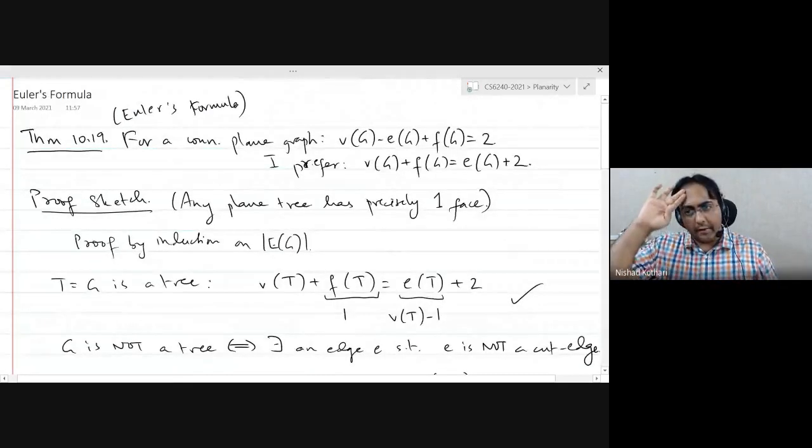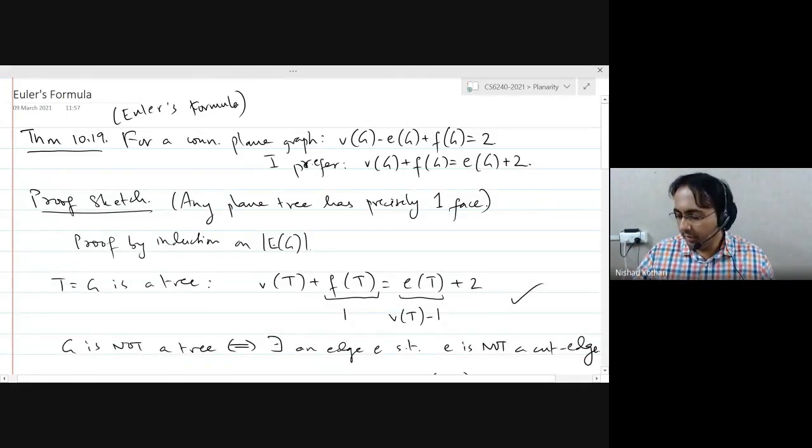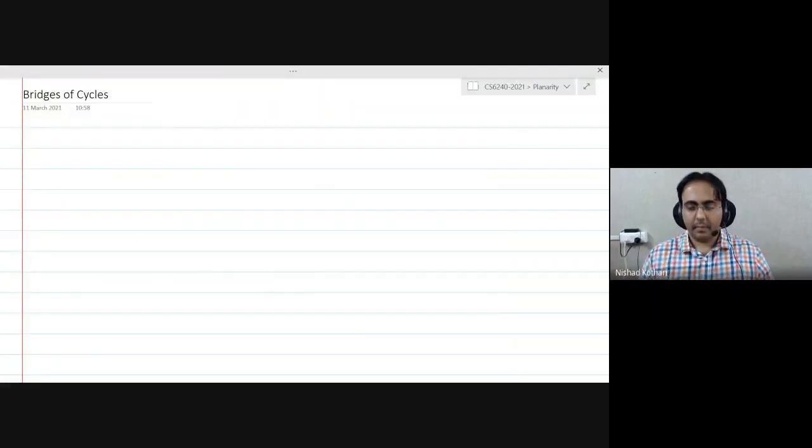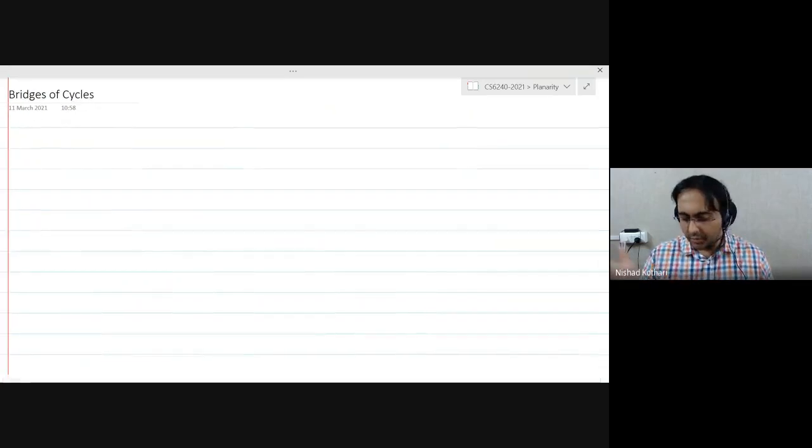All right. If not, then let's move on to the next topic in this module, which is basically starting our journey towards proving Kuratowski's theorem. Those of you who took my previous course have already seen this topic, bridges of cycles. But you didn't see a proof of Kuratowski's theorem, so we will be doing that in the next 1 or 2 lectures.